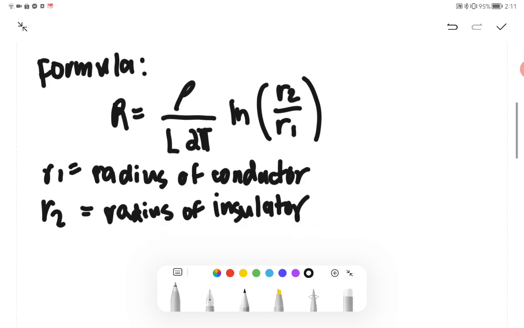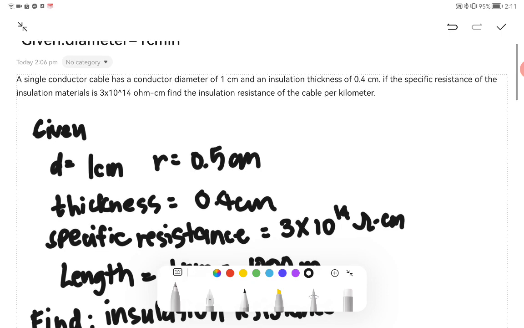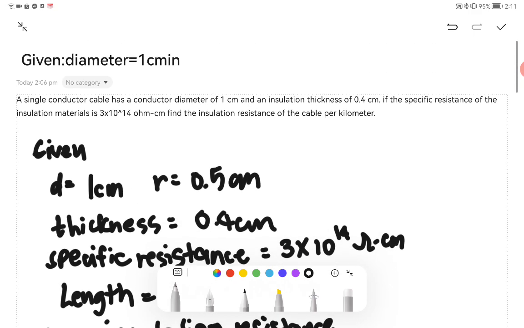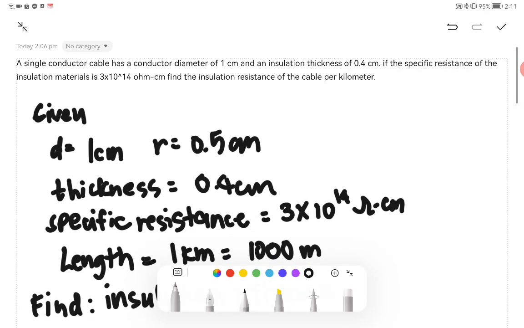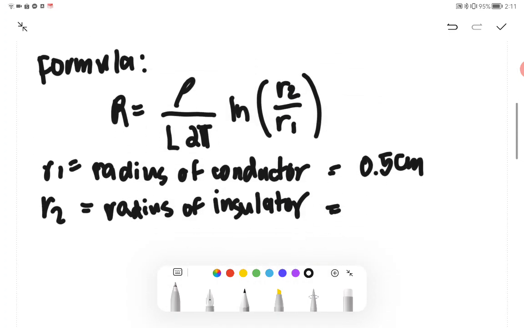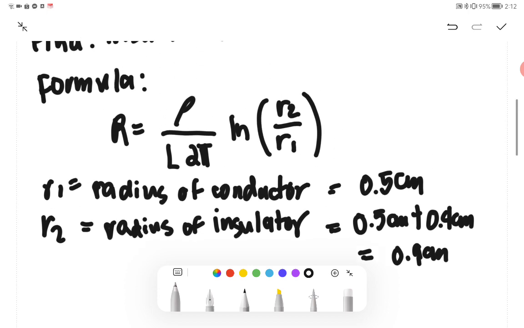Okay, so our R1 is simply the radius of our conductor cable, which is 0.5 centimeter. And then the radius of our insulator is the 0.5 plus the thickness, which is 0.4, right? Okay, so 0.5 centimeter plus 0.4 centimeter, which is equivalent to 0.9 centimeter. That would be our radius of insulator. So let's go ahead and solve.